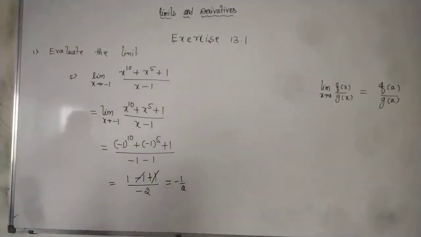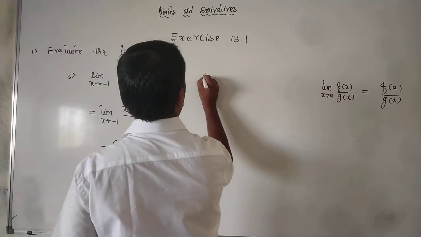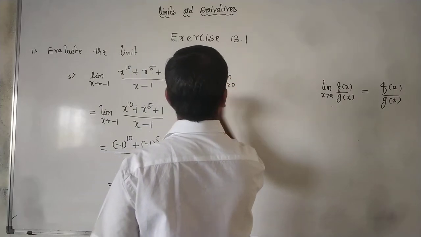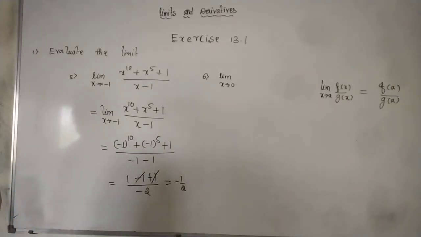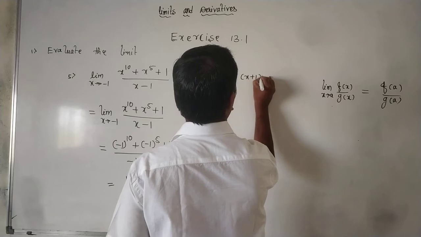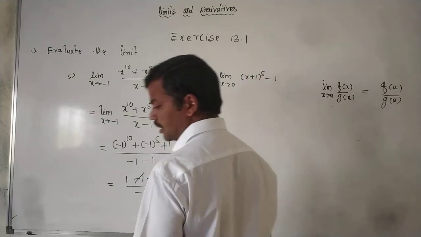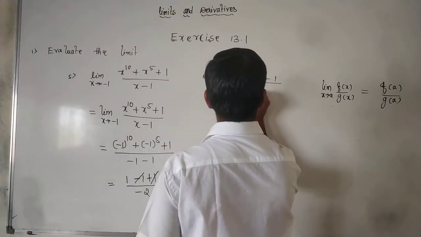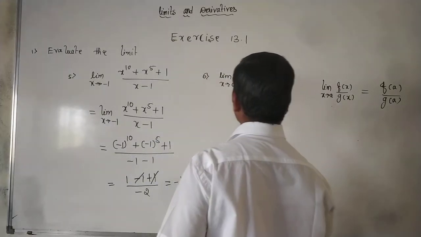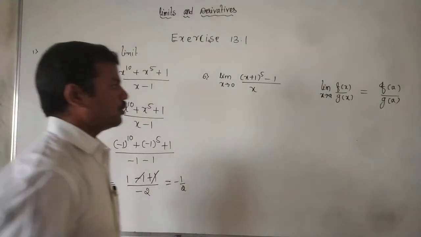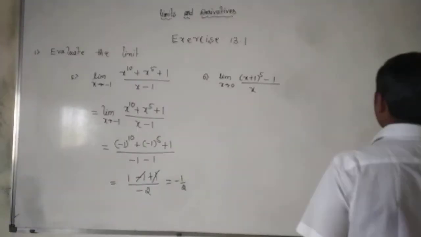Next we move to the next problem. So the sixth one: limit as x tends to 0, (x plus 1) raised to 5 minus 1, divided by x. So here you have to remember that the limit should exist.